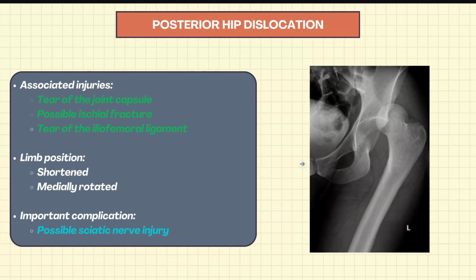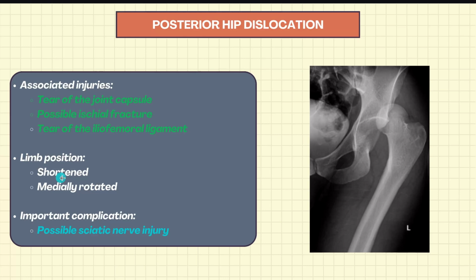For posterior hip dislocation, the associated injuries: what can happen once a person goes through posterior hip dislocation? So the person went through a car accident and hit the dashboard really hard. What can happen to him? He can have a tear of the joint capsule, a possible ischial fracture, and a tear of the iliofemoral ligament. This is really important to know. Know these two, possible ischial fracture. However, I want you to know this the most, tear of the iliofemoral ligament. Because you can be given a clinical case of a person having a car accident and his posterior hip dislocating. Once the posterior hip dislocates, you need to know the iliofemoral ligament is ripped or torn.